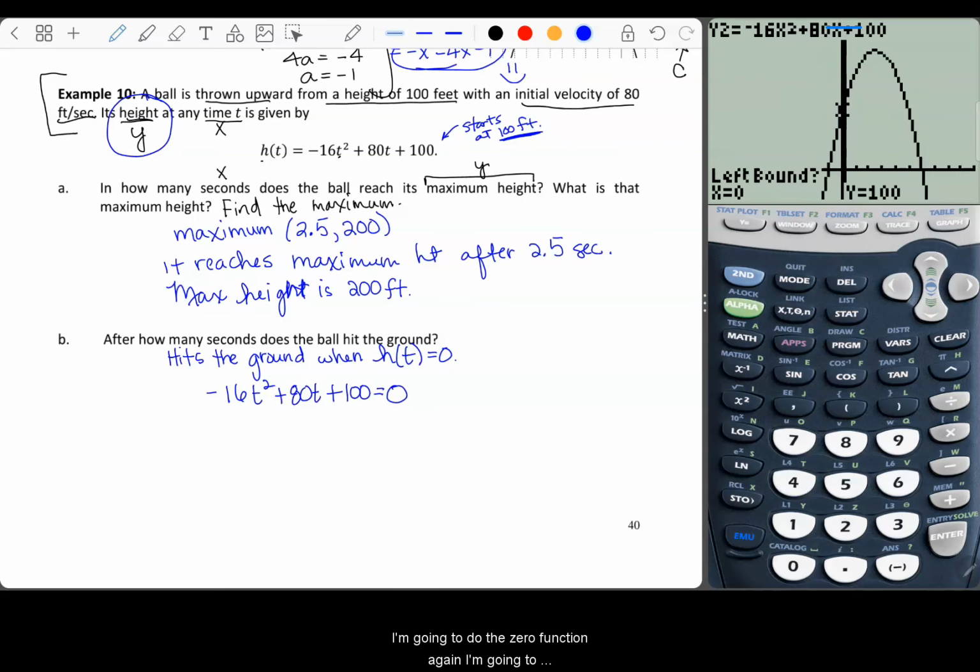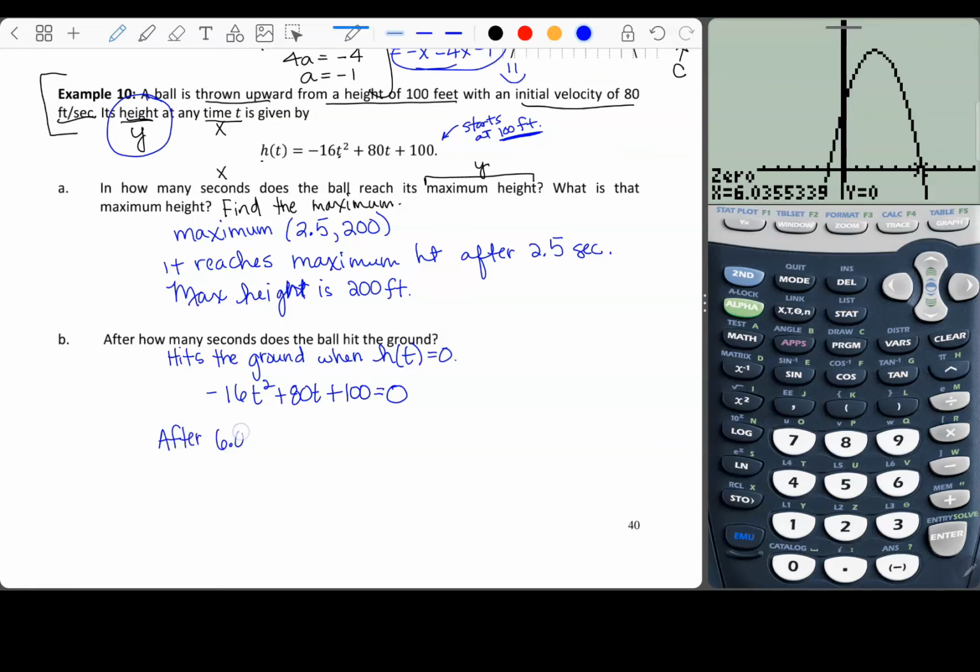I'm going to do the 0 function again. I'm going to find where it hits that x-intercept. So I'm going to go over here, and on the 0 function, it's all about above the x-axis, and then below the x-axis, and then enter. And it happens at roughly 6 seconds. So after 6.04 seconds, the ball hits the ground.